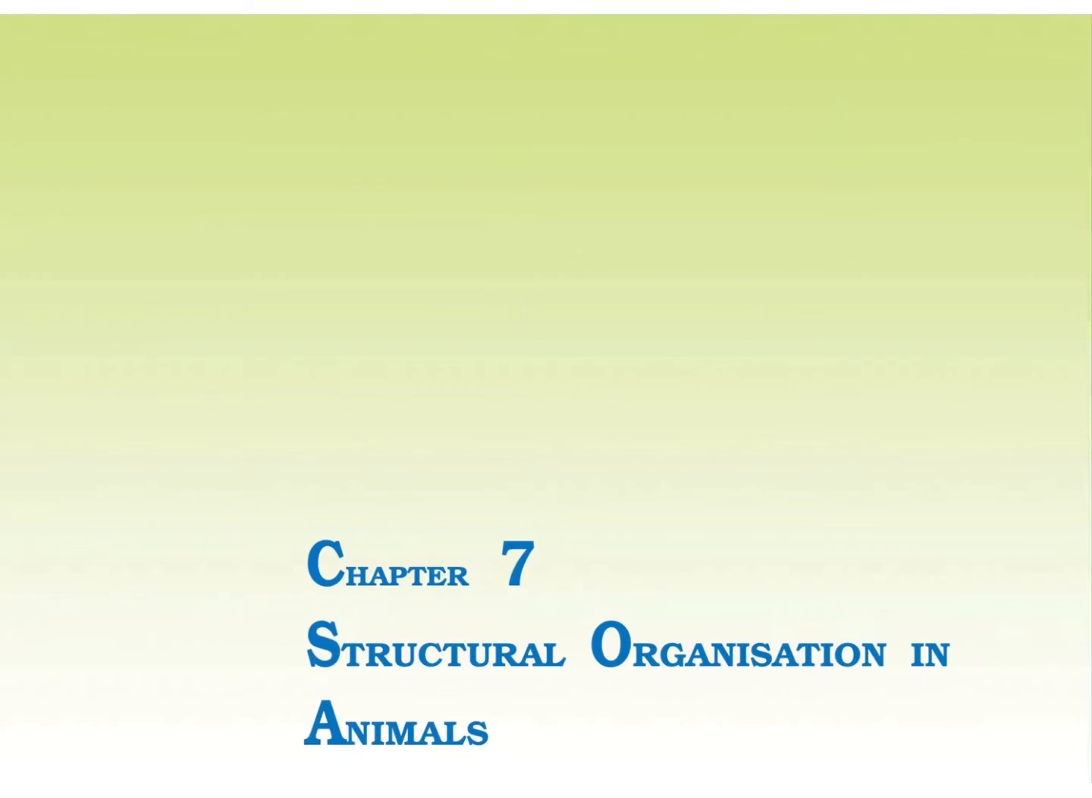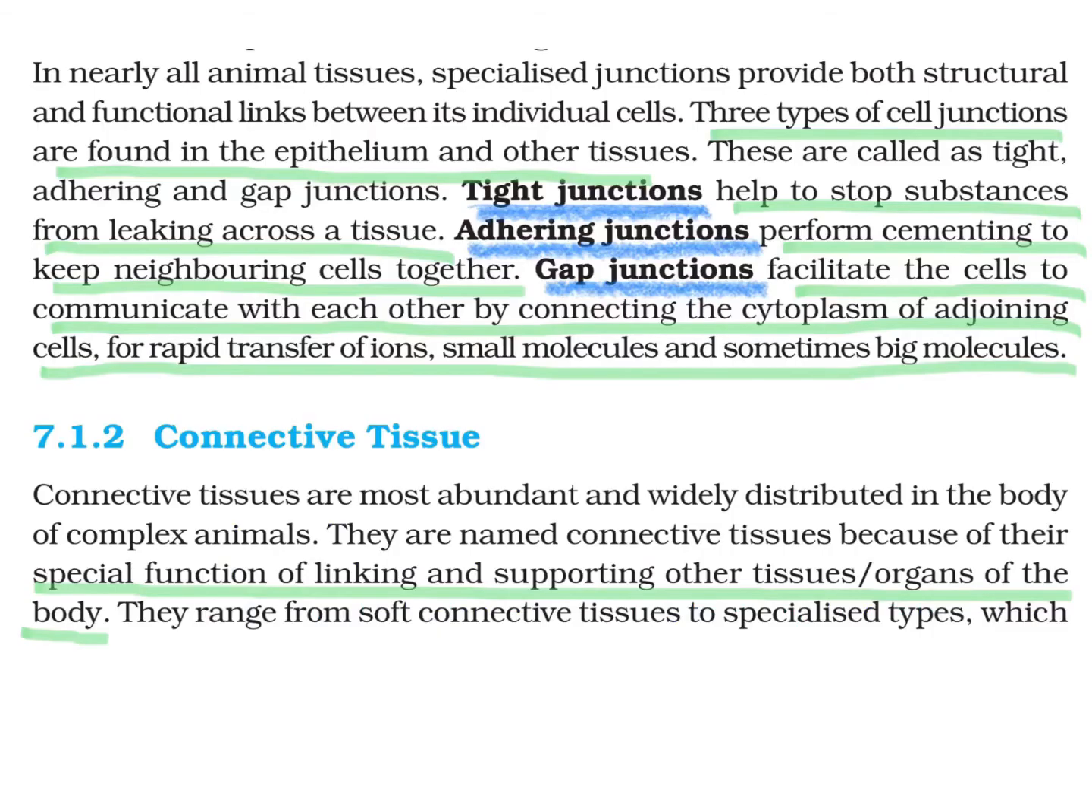We started chapter 7, structural organization in animals, in the last session, and we are discussing different types of tissues. We have completed epithelial tissue, and today we are going to start with the next type of animal tissue, that is connective tissue. The name indicates that it connects something with something else, and connective tissues are the most abundant and widely distributed tissues found in the organism's body.